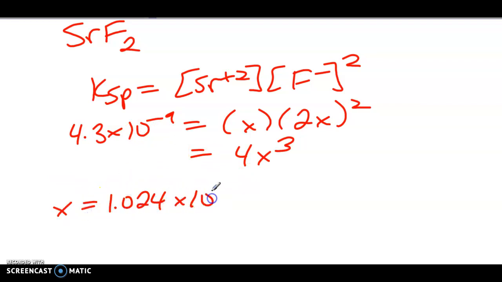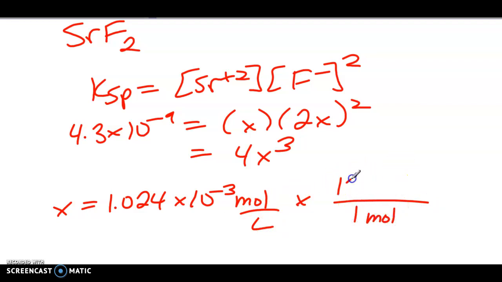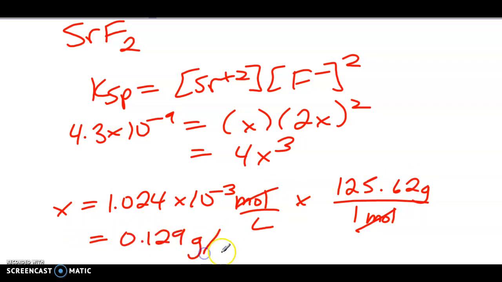So once we isolate for X, by factoring that out, you should get 1.024 times 10 to the negative 3 moles per liter. And then, of course, we need to convert this into grams. So we would have our molar mass for strontium fluoride, which is 125.62 grams. So we get 0.129 grams per liter.